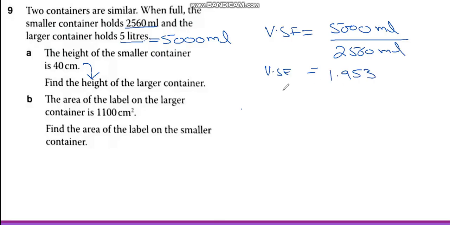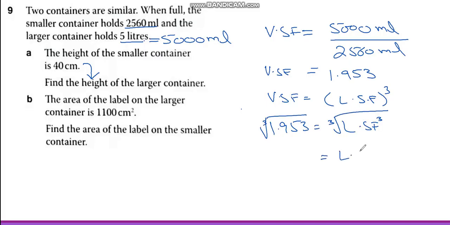To get the linear scale factor, we know that the volume scale factor is always the cube of the linear scale factor. So for the linear scale factor, we'll take the cube root of the volume scale factor. Then the linear scale factor will be approximately equal to 1.25. To get the height of the larger container, we'll multiply this height, 40, with 1.25. So the new height will be 50 centimeters.